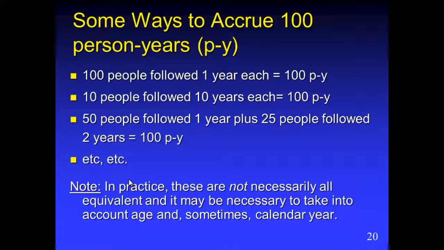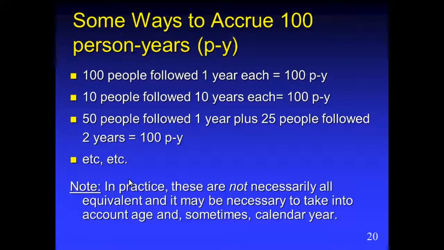Now, another thing about expressing things in terms of person years, which is confusing for people, is that you can accrue a set number of person years in many, many different ways. So just taking the example of 100 person years, that is equivalent to either 100 people followed for 1 year each, or 10 people followed for 10 years each, and so on. So if you just express them as basic person years, these are all effectively equivalent.